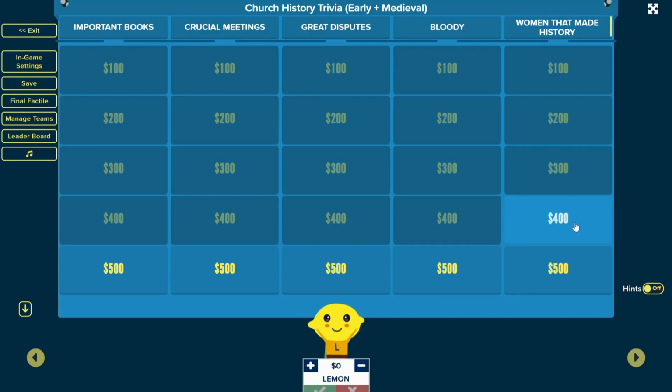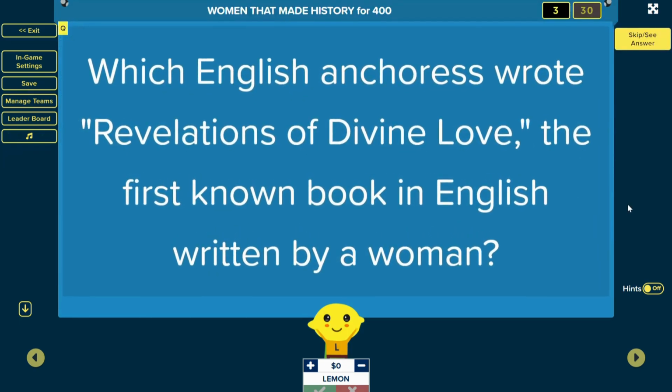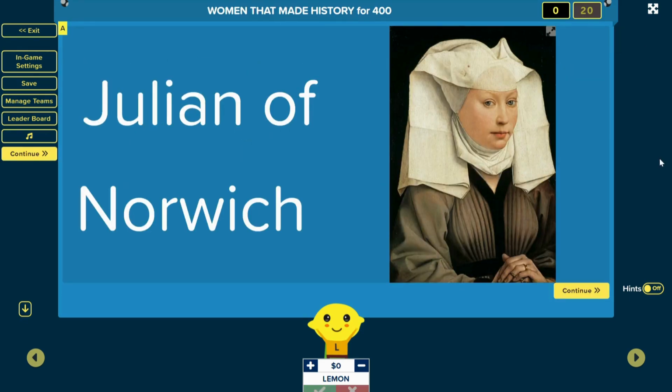Women that made history, 400. Which English anchoress wrote Revelations of Divine Love, the first known book in English written by a woman? Julian of Norwich. Quick little fact I like to throw in here is that we don't actually know her name was Julian, yet the name of the church that she was an anchoress in was named Julian, or Julian of something, and therefore that is how we got her name, Julian of Norwich.